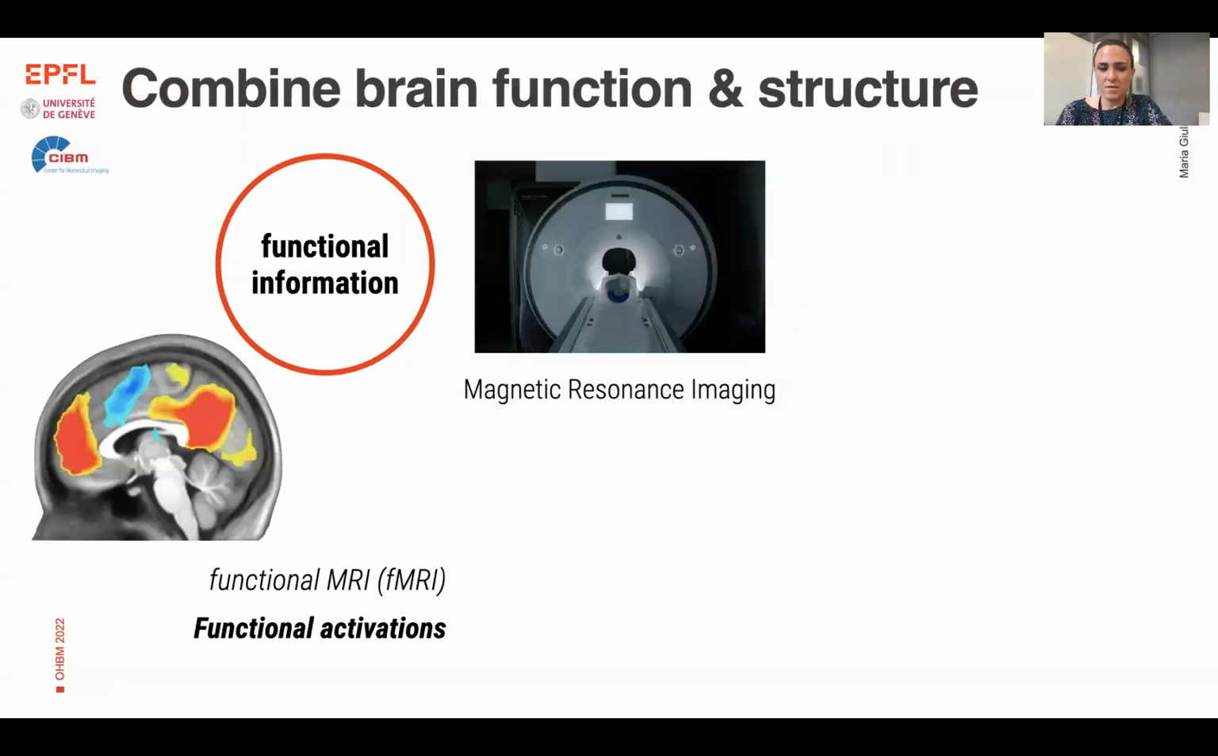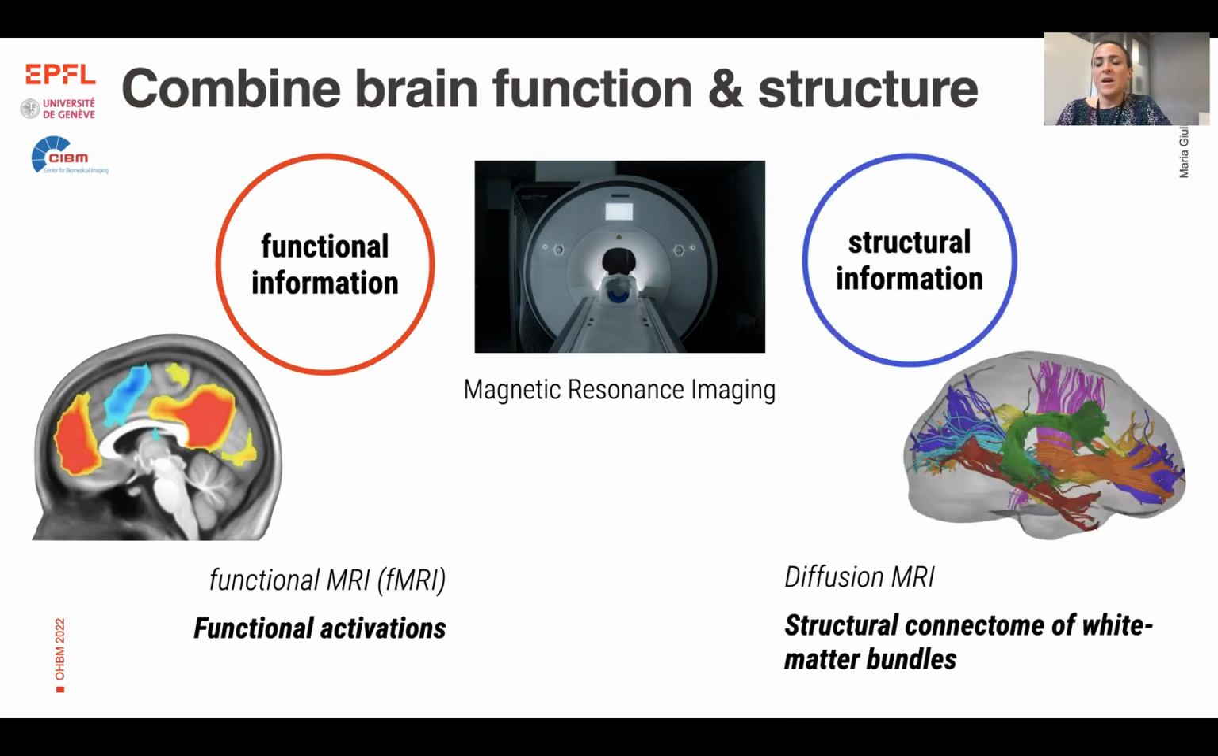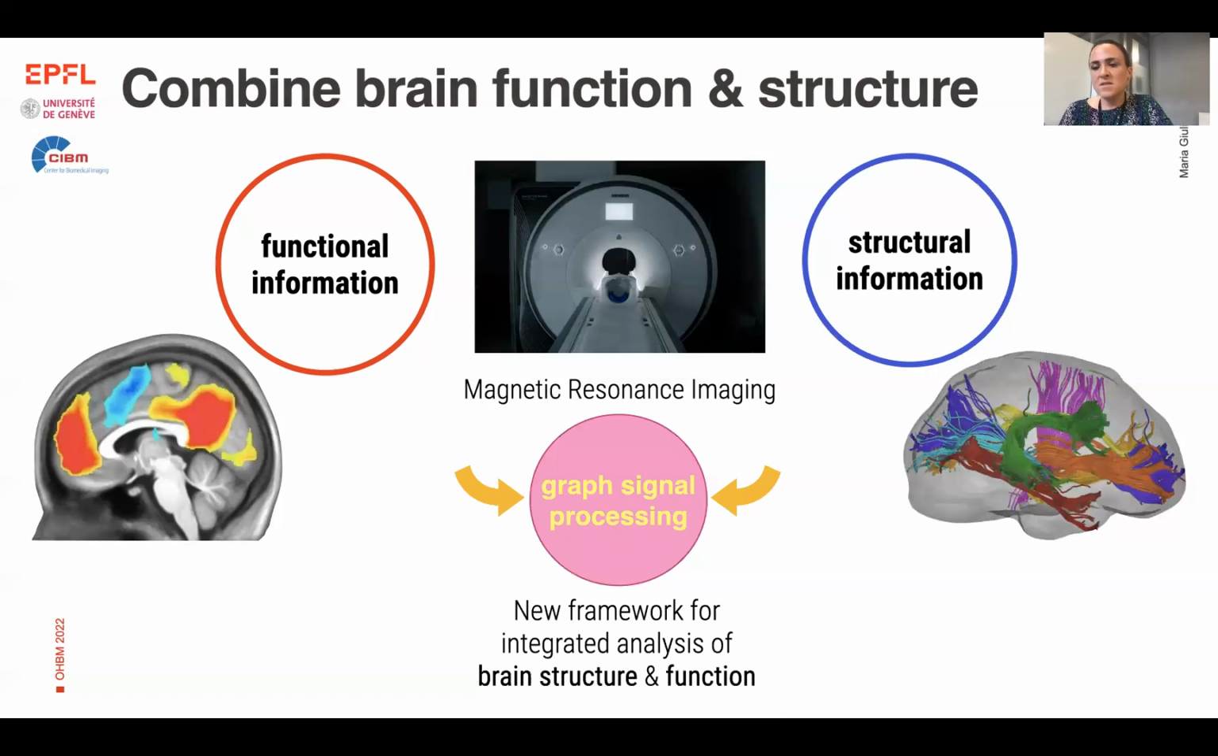One is the functional piece of information, so from functional MRI, regarding functional activations in the brain. And the other is the structural information from diffusion MRI that allows us to virtually reconstruct the white matter bundles that are physically connecting different regions of the brain. So what we aim to do is actually to combine these two pieces of information, which is not trivial as they come from different acquisitions. And graph signal processing offers us a new framework to do this integrated analysis in a non-trivial way.